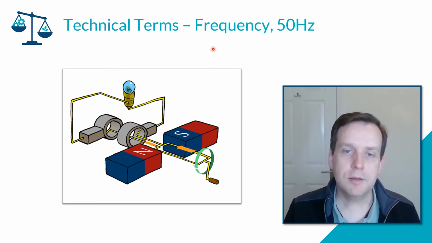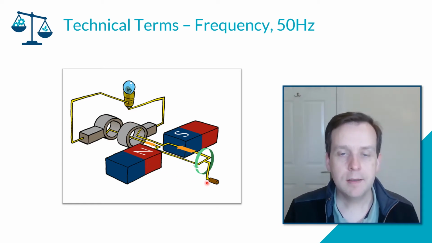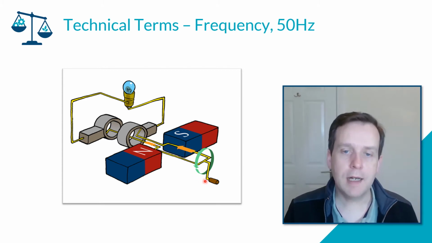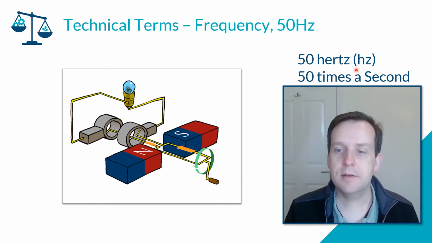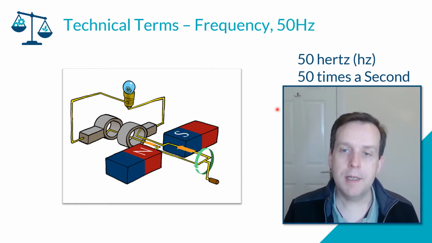Frequency. So if we think back to how electricity is generated, we have a rotation, and the speed of that rotation is the frequency of electricity. So we have in the UK a 50 Hertz electrical system. That means 50 times a second. So this wire is rotating 50 times a second between this magnet.